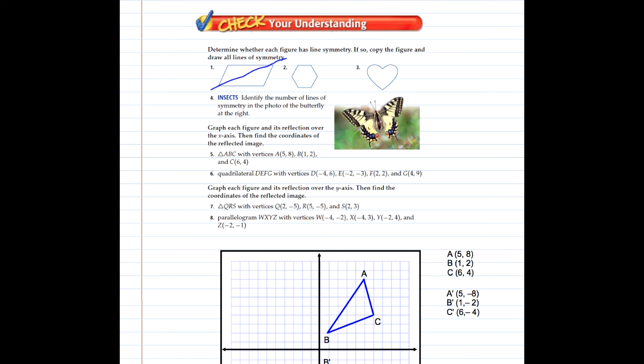This appears to be a regular hexagon. It should have one like this, one like this, one through here, one through here. So 1, 2, 3, 4 lines of symmetry. This one has a vertical one, I'm sorry, and no horizontal. We're going to skip down, and we're going to do number 5.